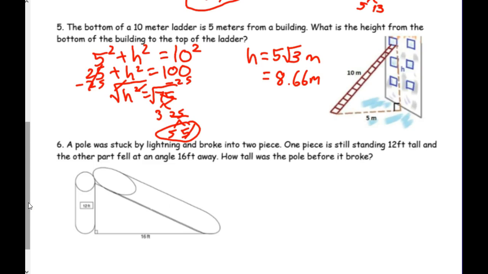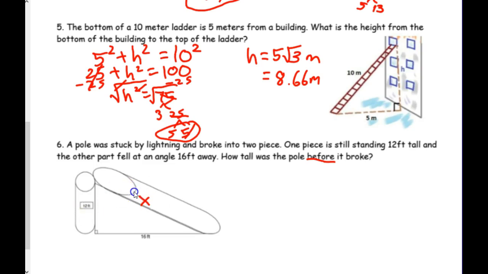One piece is still standing 12 feet. So here we got 12 feet right here. And the other part fell at an angle 16 feet away. How tall was the pole before it broke? So before it broke, both of these pieces were connected. So I need to figure out x and then add it back to 12.